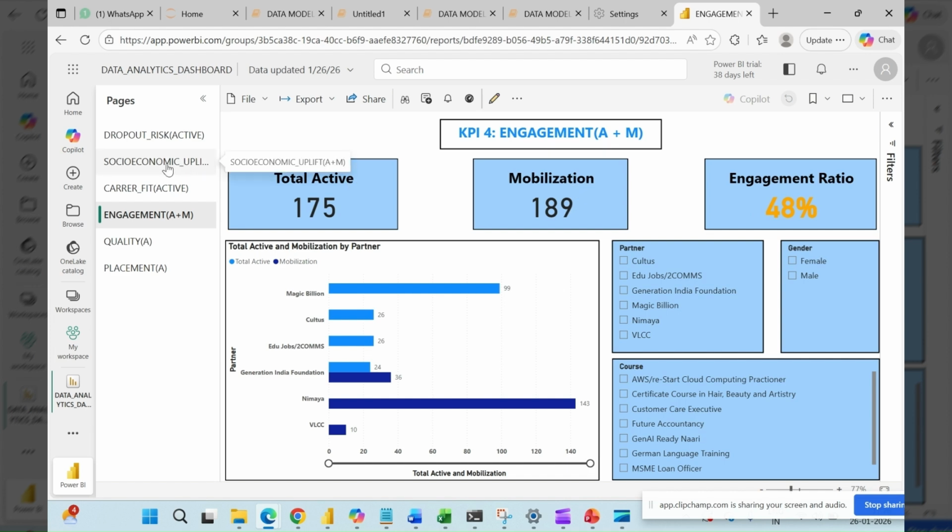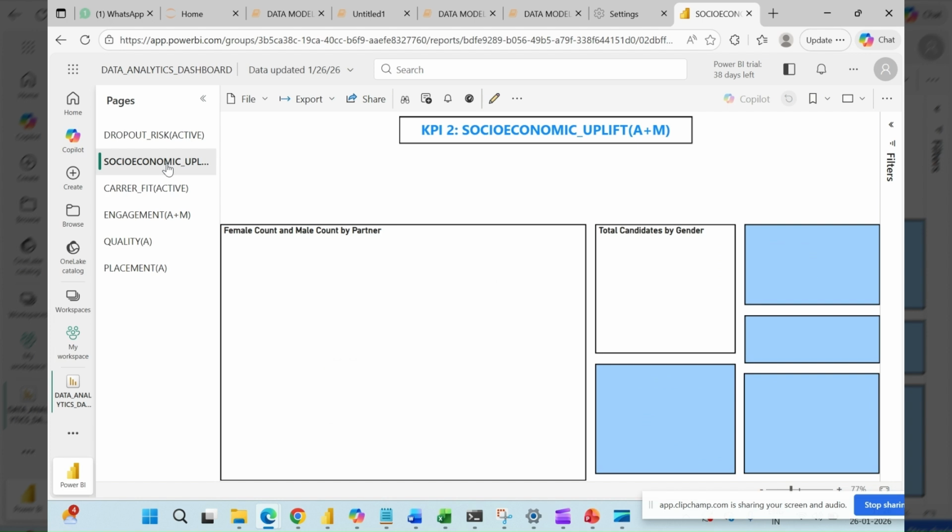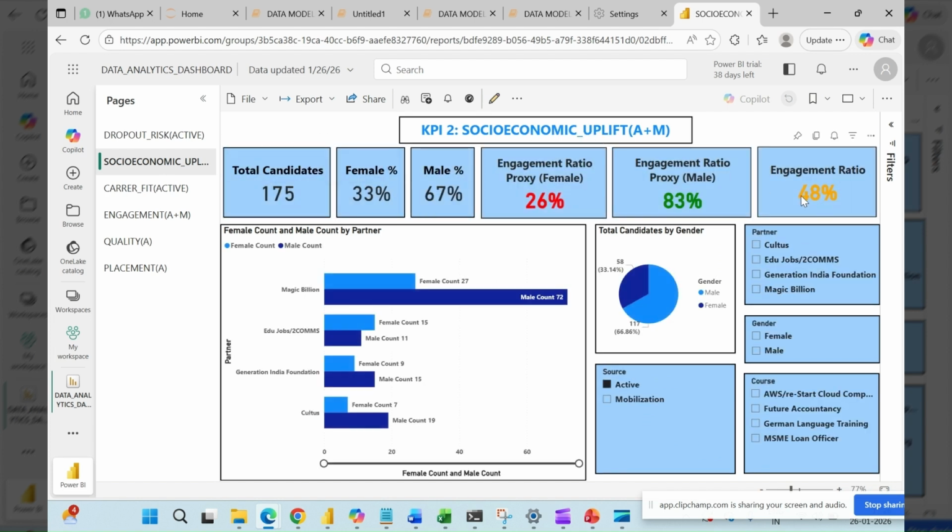So now we go to social economic uplift. The same formula is there for engagement ratio, that is how much mobilization has converted the candidates into active candidates, which means those enrolled and in training right now. So out of that 48%, this is engagement ratio proxy female, and this is male. On that 48%, 26% is for female proxy, and 83% is for male proxy. Before this, you can understand that this percentage is very simple: out of total candidates, how many are female percentage, and this one is for male percentage. This is based on these candidates.